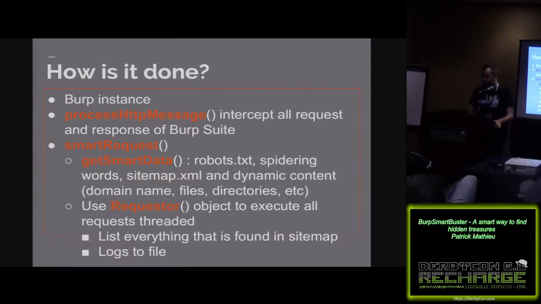So the smart request will do getSmartData. It will execute the code to get the robots.txt, the spidering, the sitemaps, and then it will create the dynamic content based on the domain name, the file name, and directories. All this is put inside a queue that the requester will go into, empty it, and create requests to check if the file exists or not.